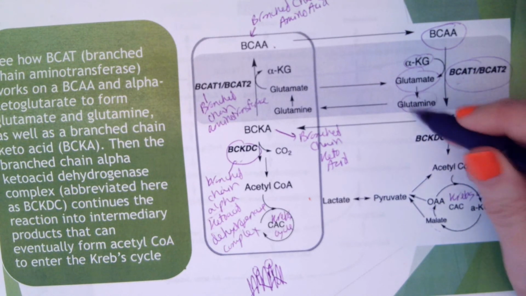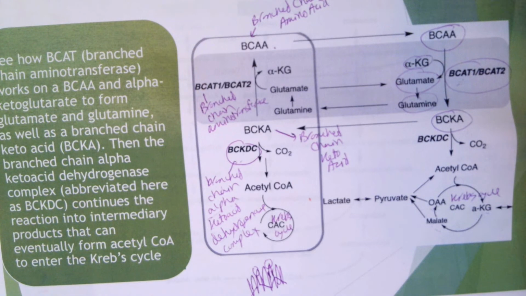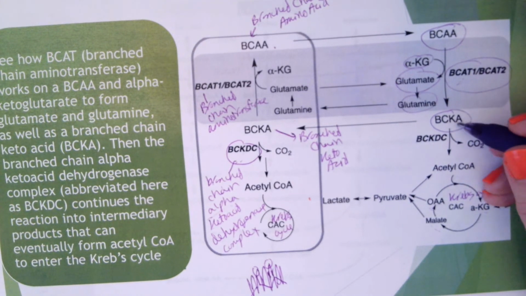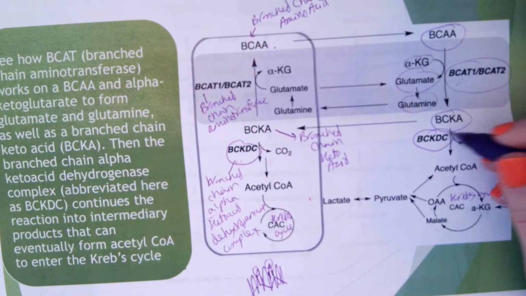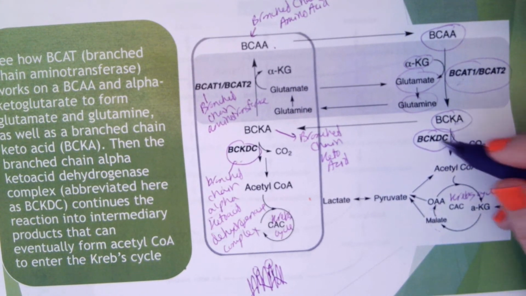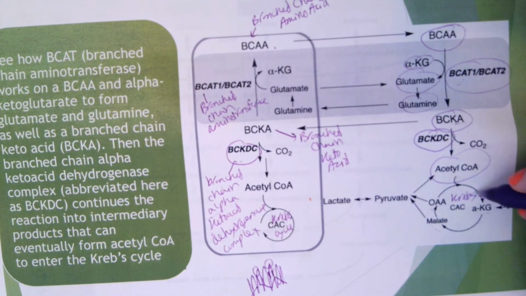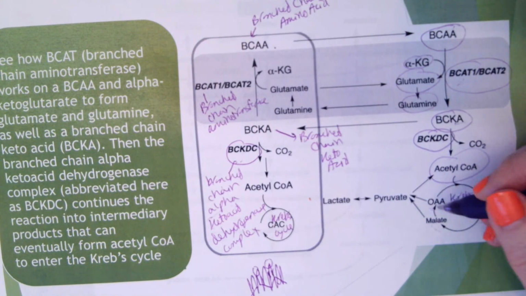While we're making this glutamine, here we are with a branched chain keto acid now. So what are we going to do with that keto acid? We're going to work on it with the branched chain alpha keto acid dehydrogenase complex. So that's the enzyme that works on the branched chain keto acid. And we're going to use that enzyme complex to make acetyl CoA, and that can go into the Krebs cycle. Energy can happen, as it does from the Krebs cycle.